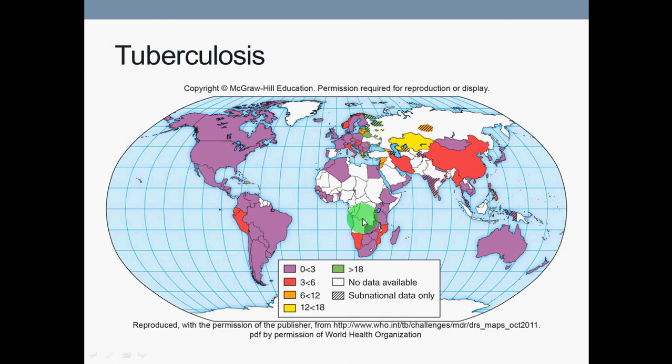Africa also provides some of the highest numbers of TB, but unfortunately, because reporting from those countries is so scattered, we don't have a lot of information on it at this point.